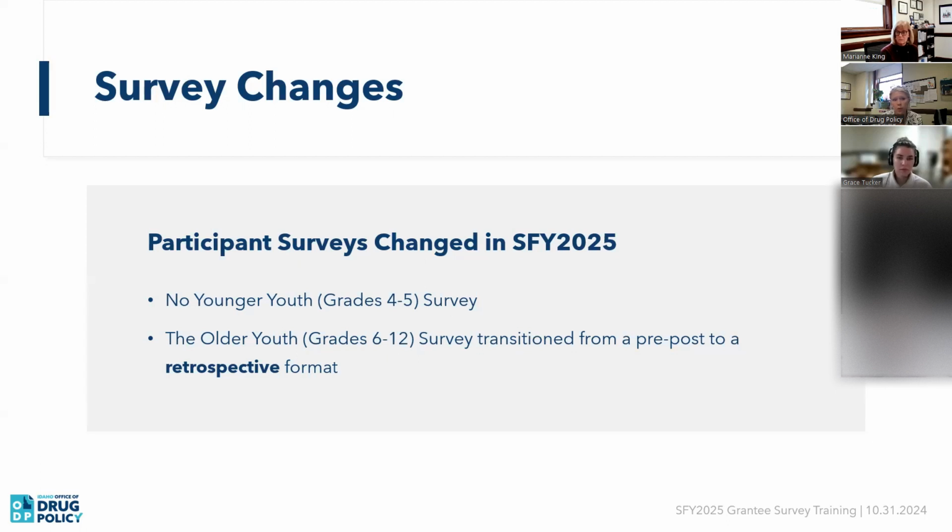Additionally, that older youth survey for youth in grades 6 through 12 transitioned to a retrospective format. Historically, as I mentioned, it was a pre and a post, so all of our grantees had to do the survey with every cohort twice. Now, in the retrospective format, grantees only have to implement this survey one time on the very last day of the curriculum. So after you've completed implementing the curriculum with a cohort, you then have them complete the retrospective older youth survey once.